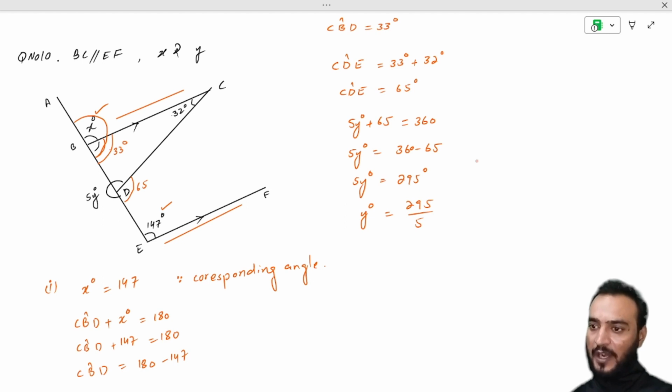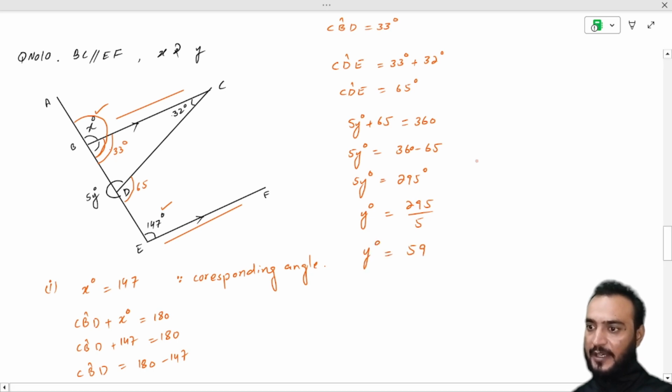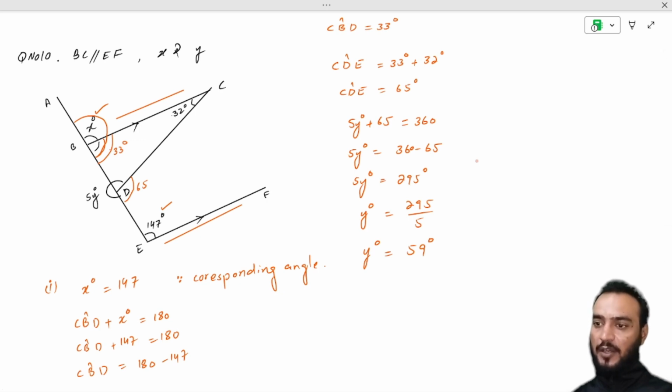So the value of y degrees equals 59 degrees. Hence, we have found both the values of the unknowns in this question. This was question number 10. Now we will solve question number 11.